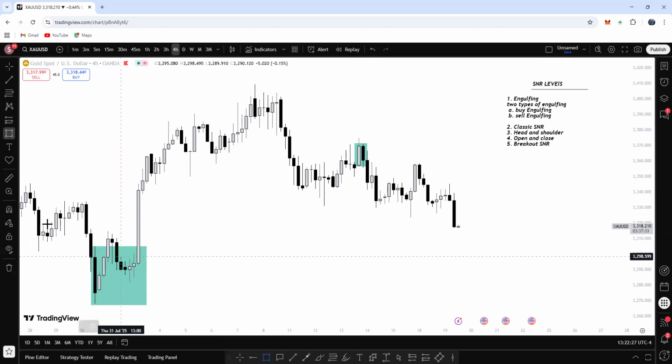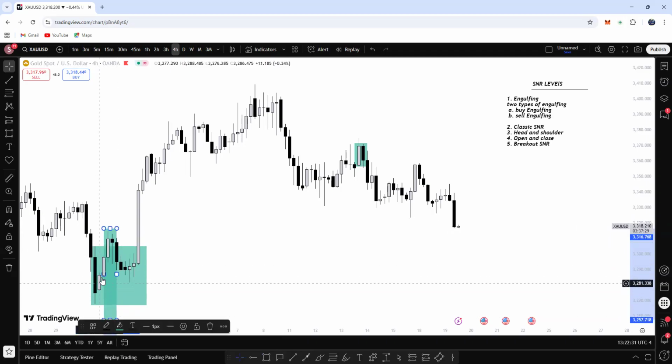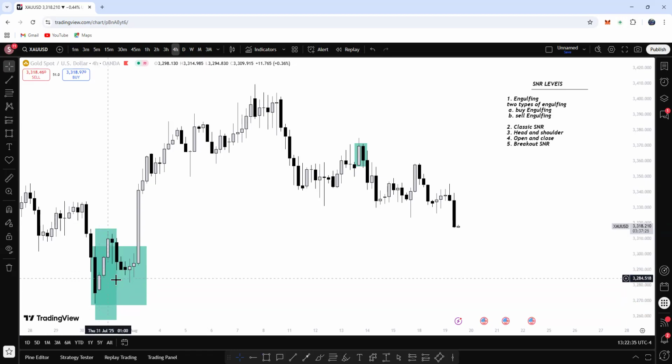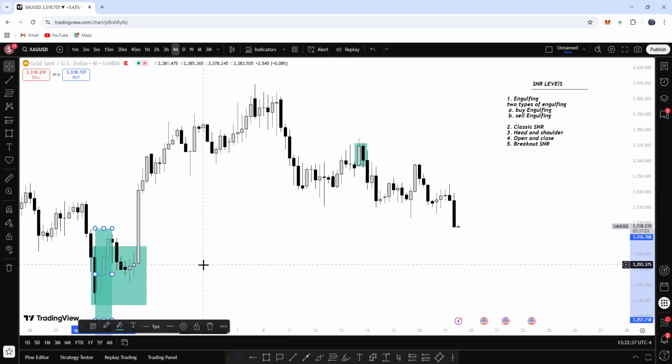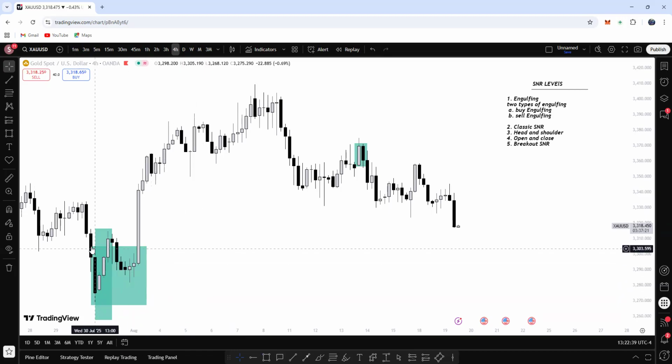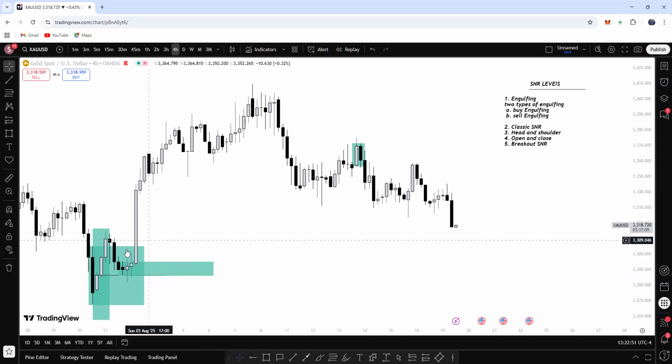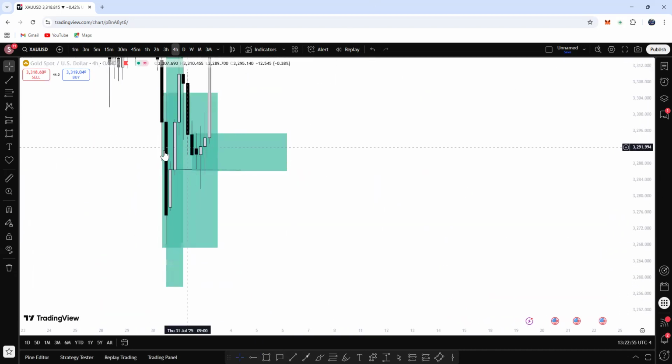So this one, we still count it as an engulfing also. These 3 bullish candles are still an engulfing. And after that, they come down to mitigate this level here, then give you another engulfing also here. You can see this small engulfing here.